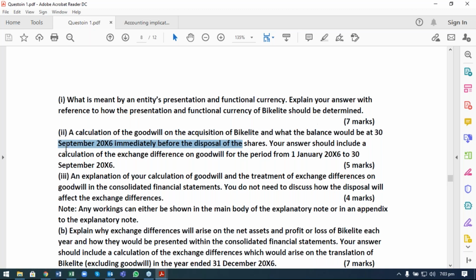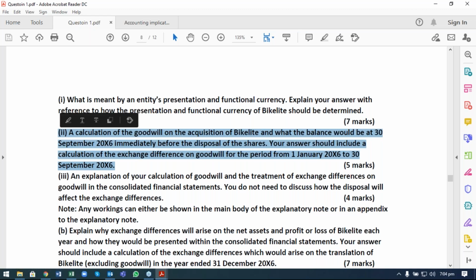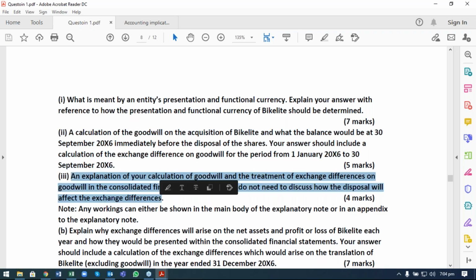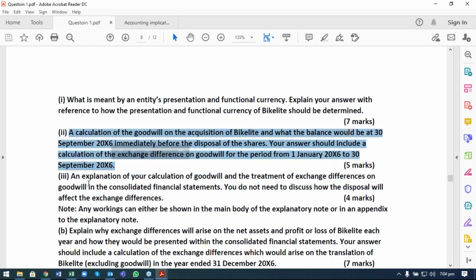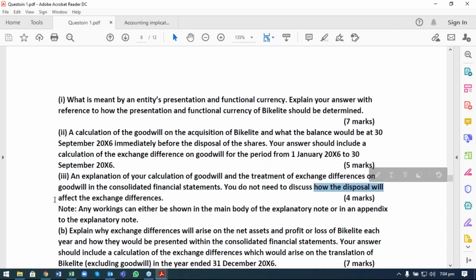Your answer should include a calculation of exchange differences on goodwill for the period from 1st of January 2006 to 30th September 2006. So this is the basic requirement: how those foreign exchange gains and losses on the calculation of goodwill should impact the subsidiary. Then an explanation of your calculation of goodwill, and how you're going to account for that goodwill within the consolidated financial statements. You do not need to discuss how the disposal will affect the exchange differences.